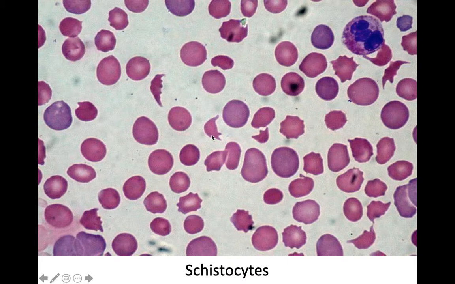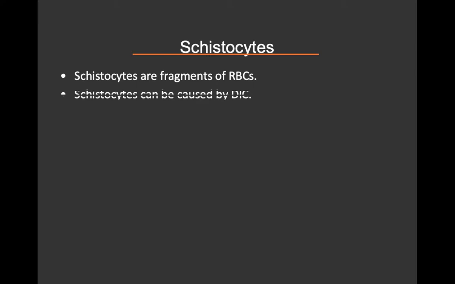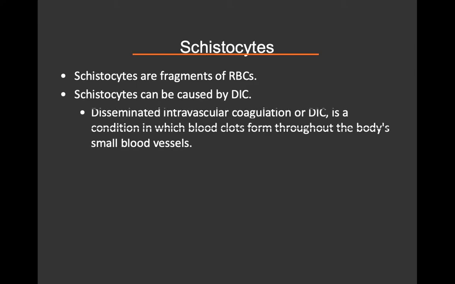Okay, all these funky, weird shapes of our red blood cells, these are schistocytes. These are red blood cells where chunks basically have been taken out of the red blood cell. The red blood cell has been torn, and eventually this red blood cell is going to die. It doesn't function well. So these are fragments of red blood cells.